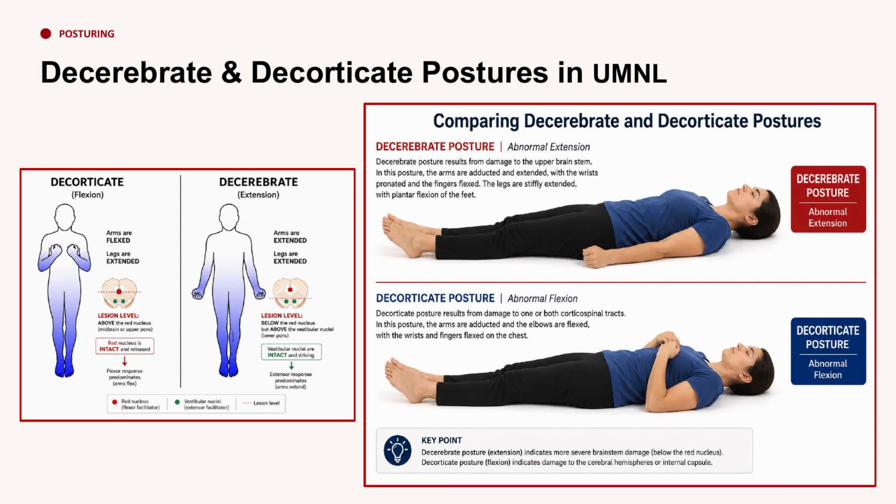These illustrations show what the postures actually look like at the bedside because you will need to recognize them on site. Decorticate: arms adducted and flexed, wrists and fingers curled onto the chest, legs extended, flexion toward the core. Decerebrate: arms adducted but extended and pronated, legs stiffly extended with the feet plantar flexed, everything rigidly extended. And the take-home beneath them is the one that matters clinically. Decerebrate extension reflects a lower, more caudal, and more dangerous injury than decorticate flexion.